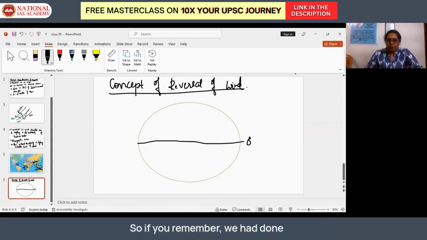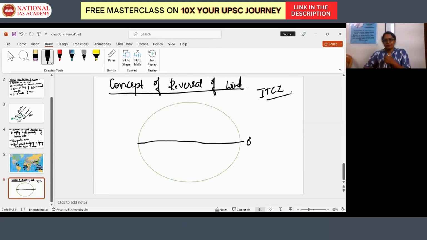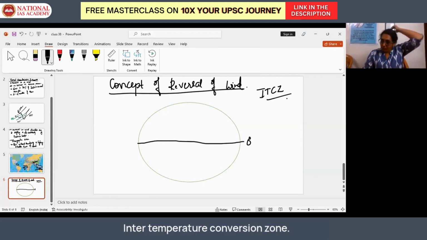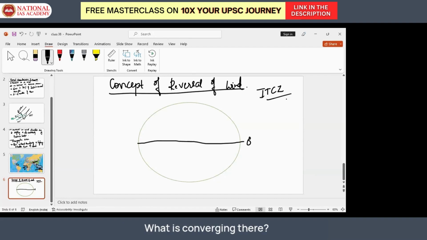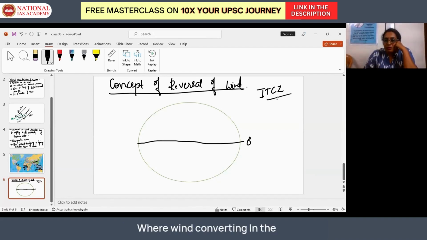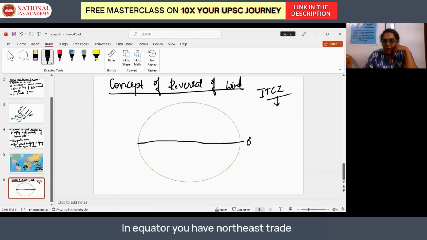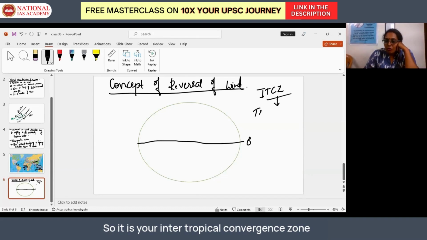Okay. If you remember, we had done one concept called ITCZ. Anybody remembers what is ITCZ? It is the Inter-Tropical Convergence Zone, where the westerly and easterly winds converge in the tropical equator. In the equator, you have the northeast trade wind and the southeast trade wind. So it is your Intertropical Convergence Zone.